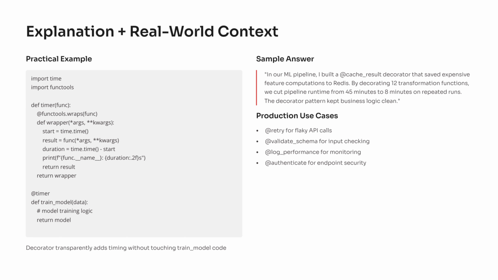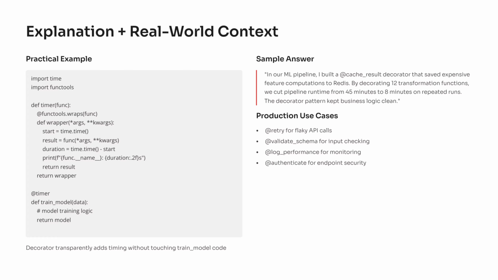Let's look at how decorators actually work. In this example, we define a timer decorator. It measures how long any function takes to run. Inside it, we first record the start time, then call the original function, and finally calculate how long it took. Instead of changing the function itself, we simply wrap it. Then, by writing @timer above any function, like our model training function, Python automatically applies the decorator.